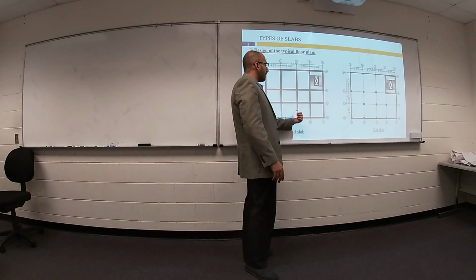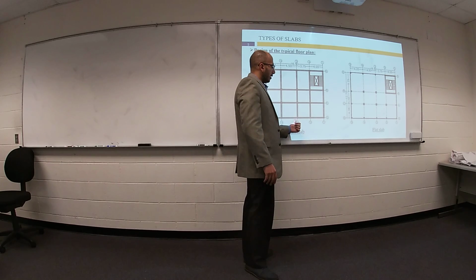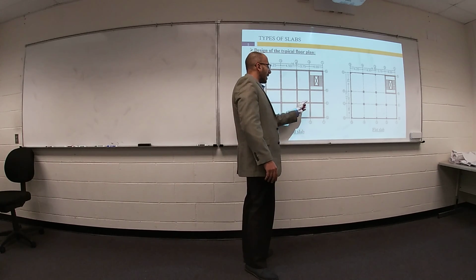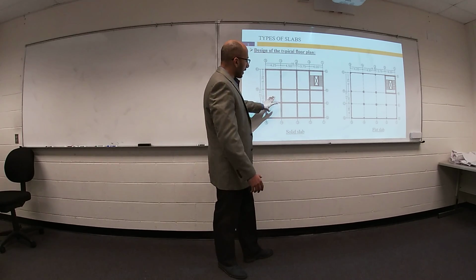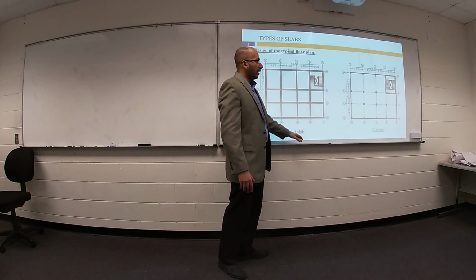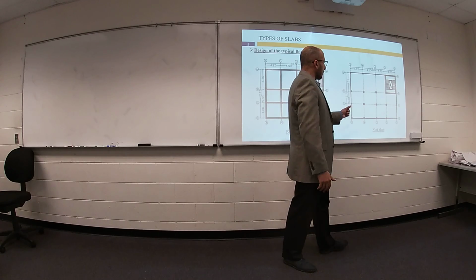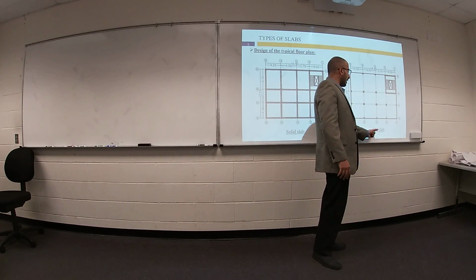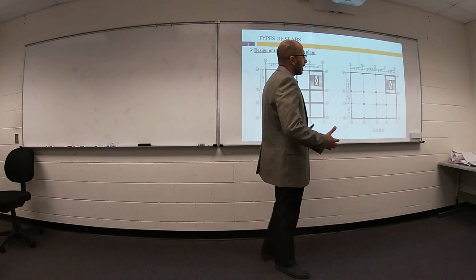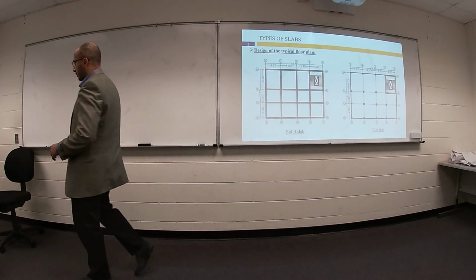Sometimes you can use beams between columns, so each panel will have 4 beams. That means you are working on a solid slab. Or your slab rests directly on a column. This time you can call your slab a flat slab. Both of them work.